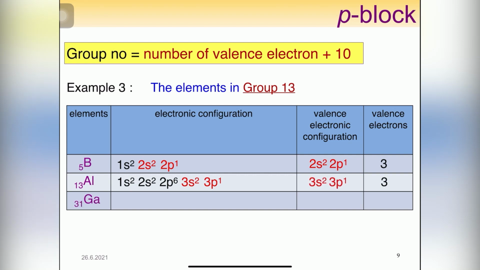Okay, and the last one, gallium. This is the electronic configuration for gallium based on the Aufbau rule. The highest n, you can see, is 4. At n equal to 4, there are 4s orbital and 4p orbital. So this is the p block, because the highest n has 2 orbitals, s and p. The electrons occupying these 2 orbitals are valence electrons, and the total valence electrons is 3. The valence electronic configuration is 4s2, 4p1.